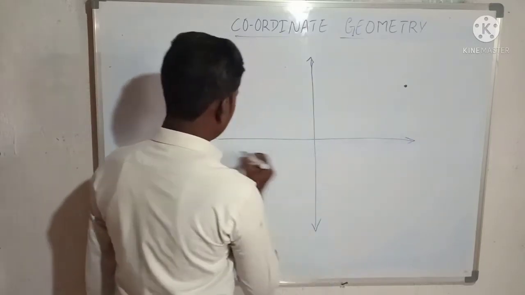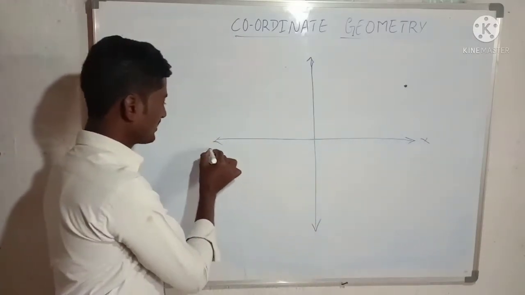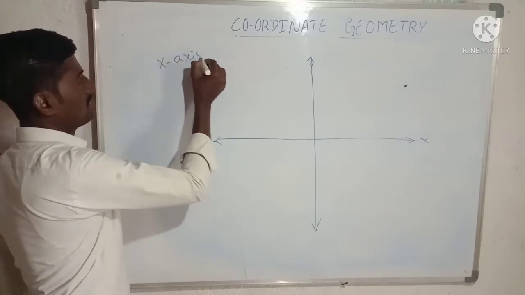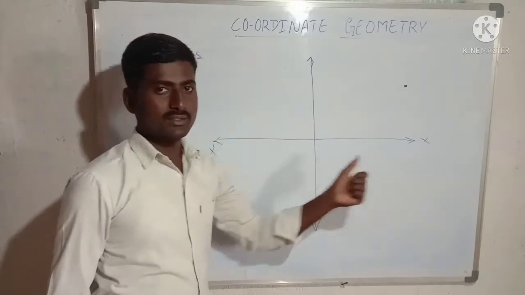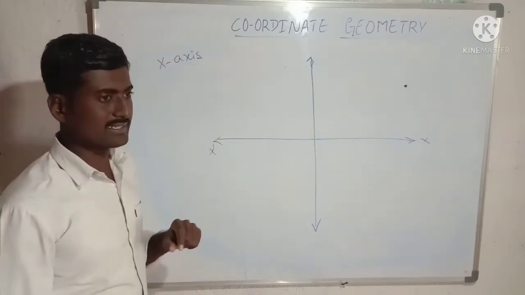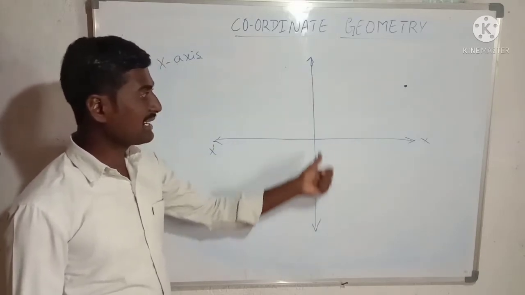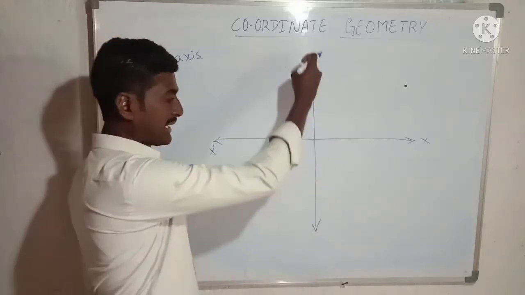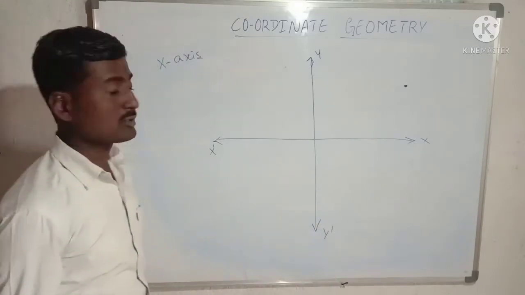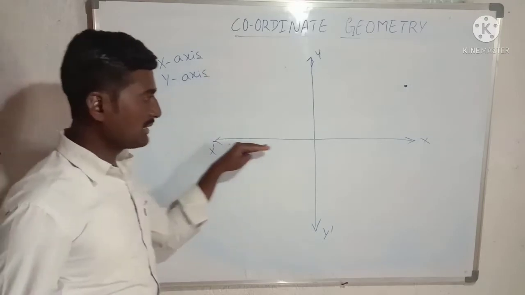Now I will call this line the x-axis. The horizontal line is called the x-axis. And the line which is perpendicular to the horizontal line, here it is the vertical line. This vertical line is called the y-axis. Horizontal line is called the x-axis.